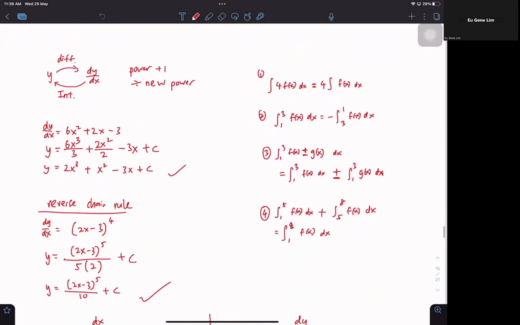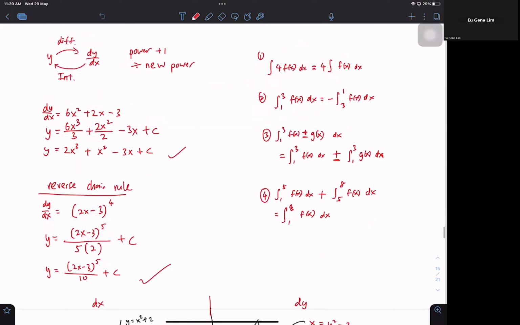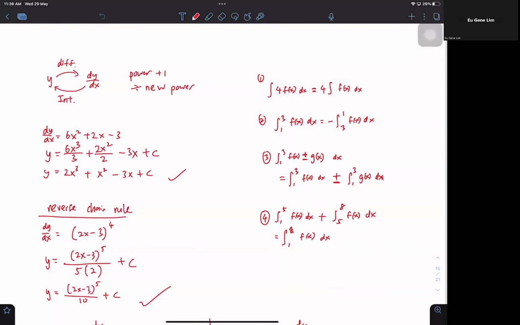You can take a picture. Actually I have already shown you all this in normal class, but I'll just show you one more time. Now how to integrate? Remember, power plus 1, divide by the new power. Integration is the reverse of differentiation, right? Integrate: power plus 1, divide by the new power.